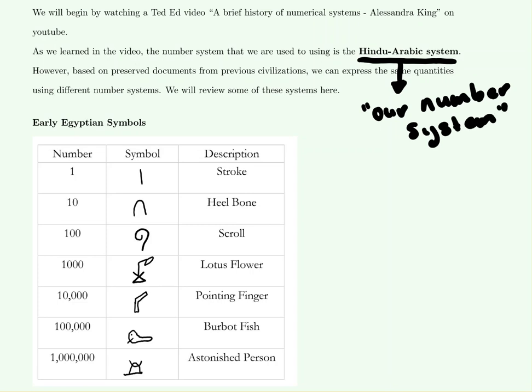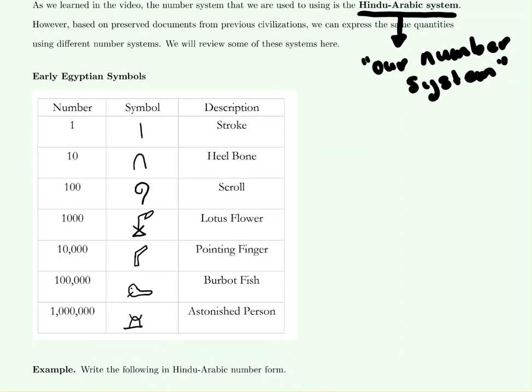And based on historical research and analysis, historians have been able to determine how previous civilizations expressed and counted things and their different numbering systems. In this chapter, we're going to review some of the various numbering systems from past civilizations. To begin with, we're going to talk about the early Egyptian symbols.